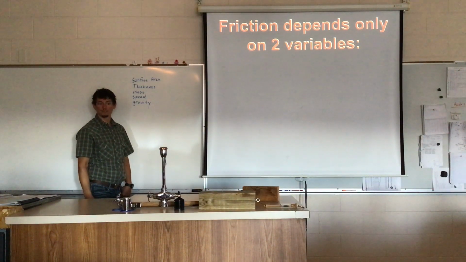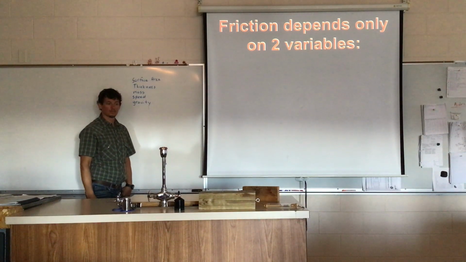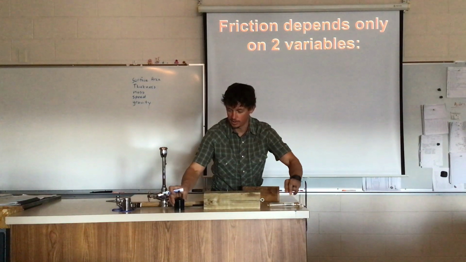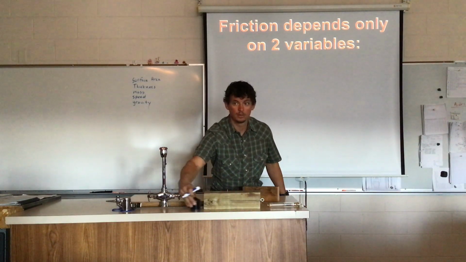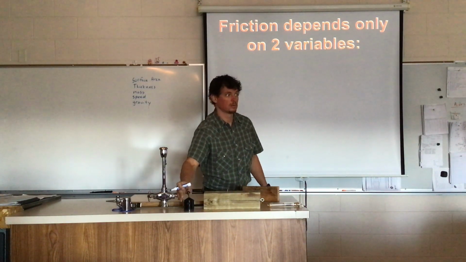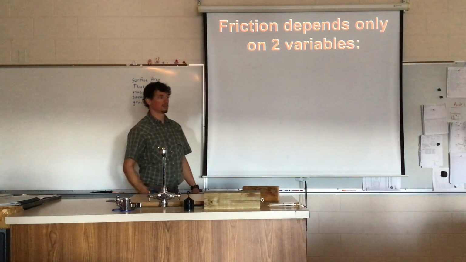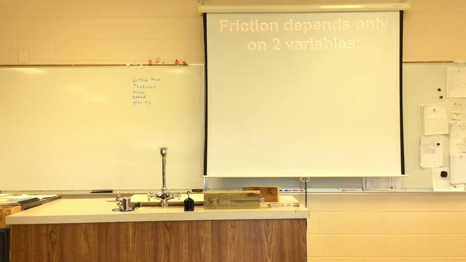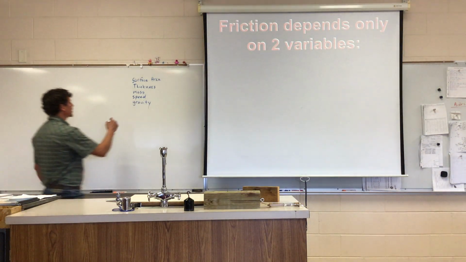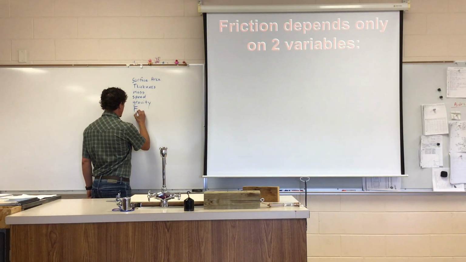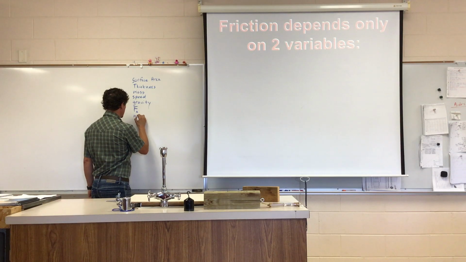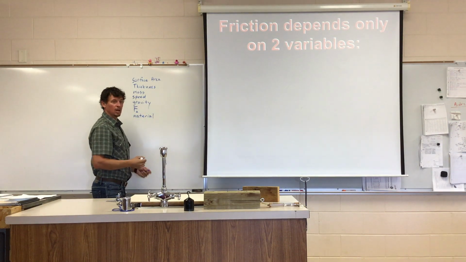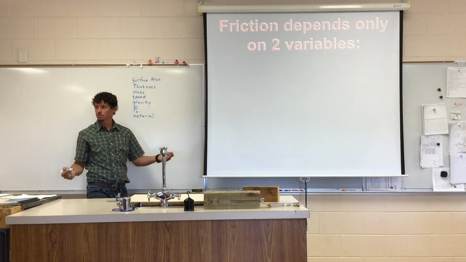Any other ideas? Okay, how about if I'm pulling this wood block versus this metal thing? What's that? Could be the material it's made out of. Okay, the applied force, the material it's made out of. So we'll just say FA, force applied, then the material. Okay, any other guesses?